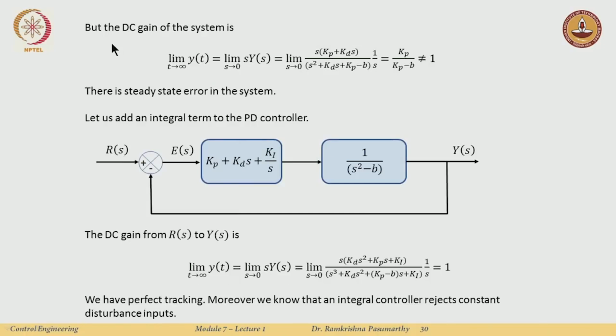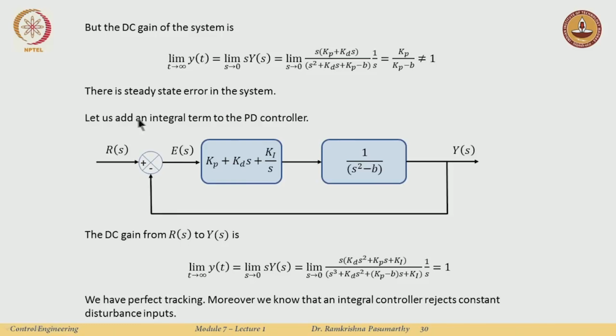Now, what happens to the steady state error? Well, for the steady state error, I just look at the formula again, and I would like it to be 1 because I am tracking this reference signal. Well, this is not 1. Therefore, there is a steady state error in the system.